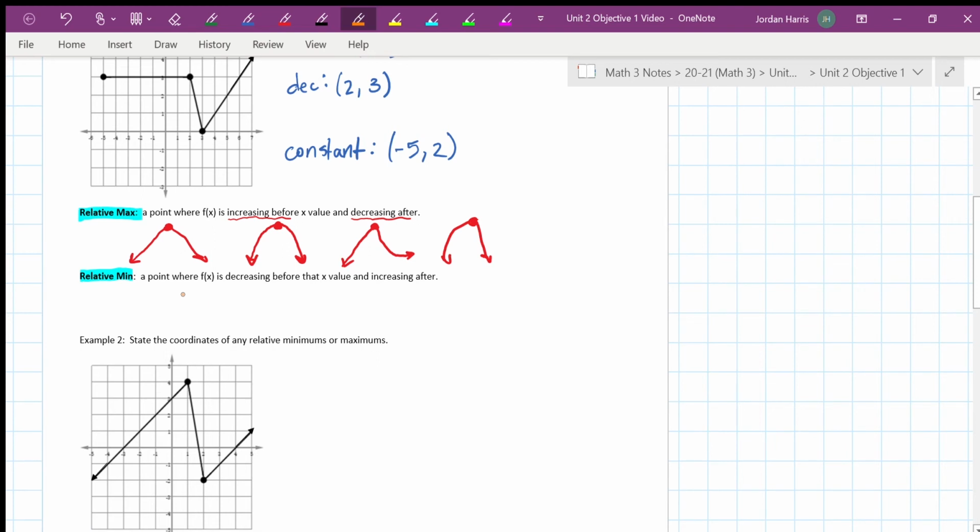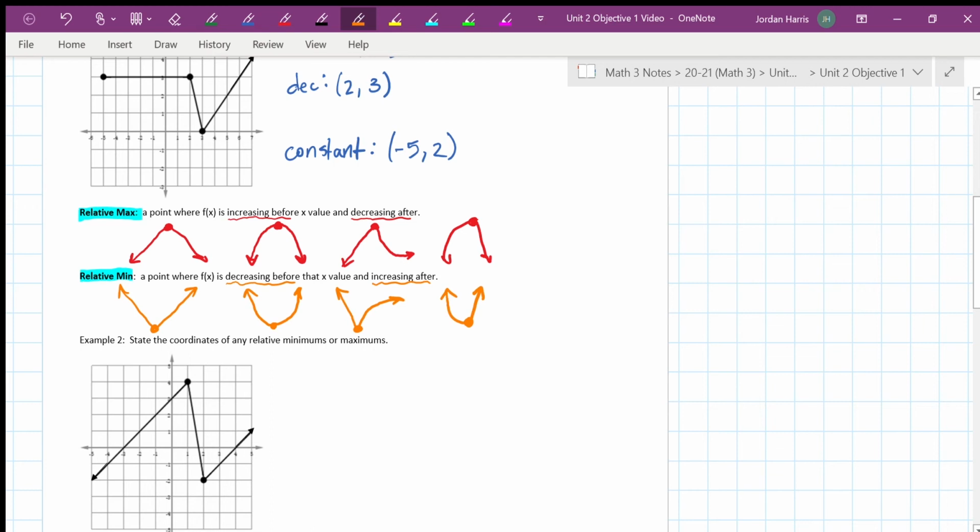It's the opposite. So it is decreasing before and increasing after. So that point would be a relative minimum. Okay, it could be a U shape, just like before, the point right here, the bottom, decreasing then increasing. It can be something that's straight and then curves. That point, it's decreasing then increasing. It can be something that curves and then is straight. That point right there, decreasing then increasing, right?